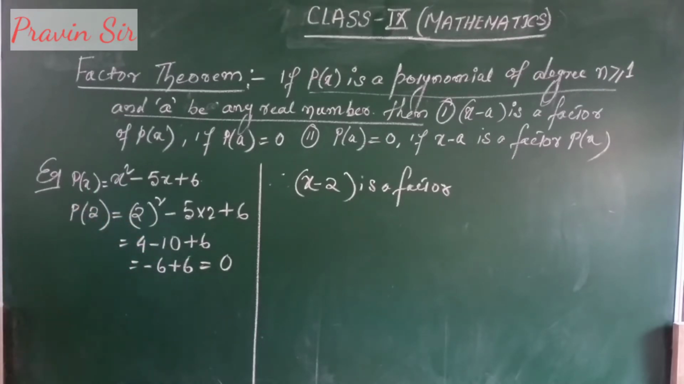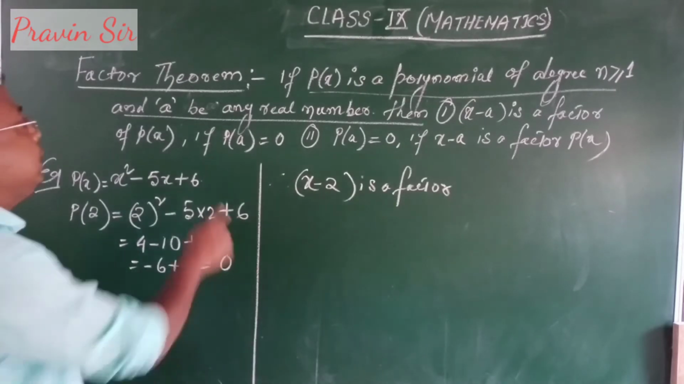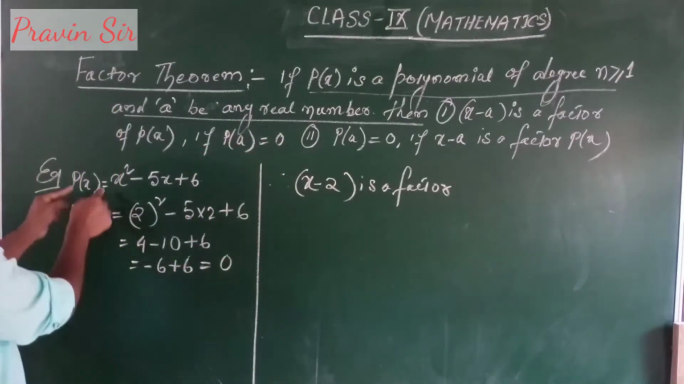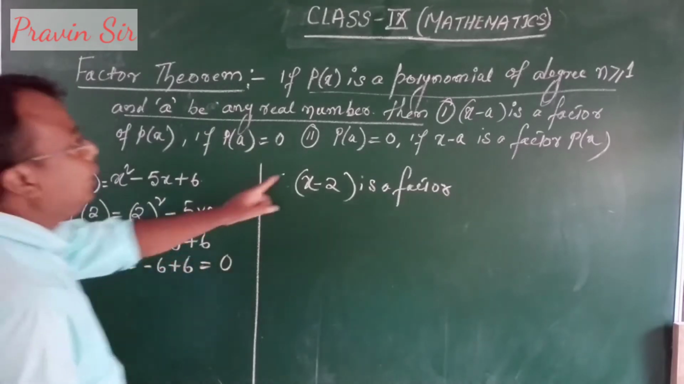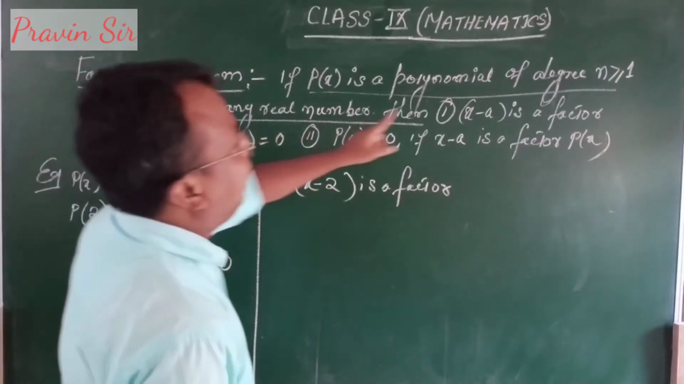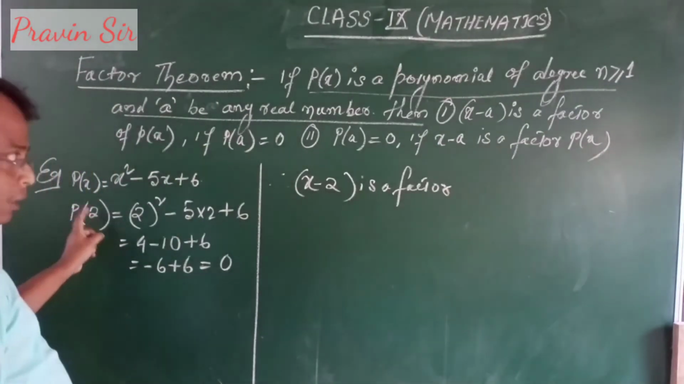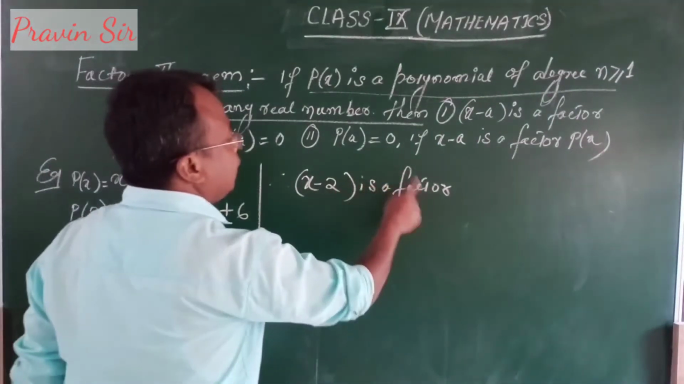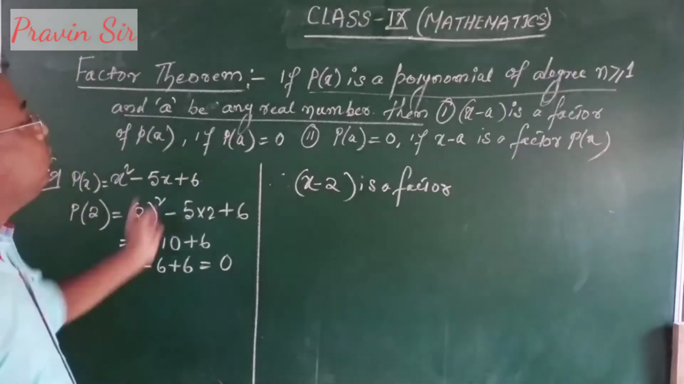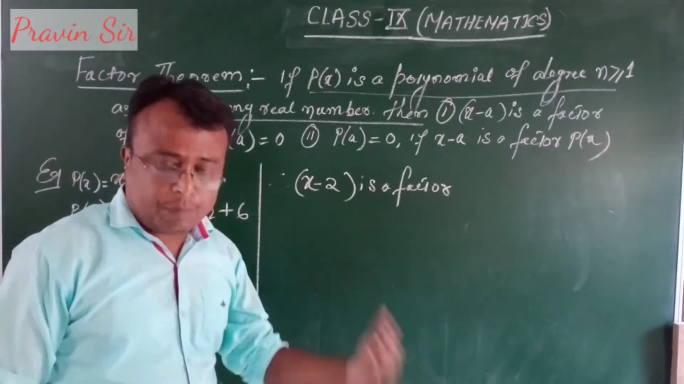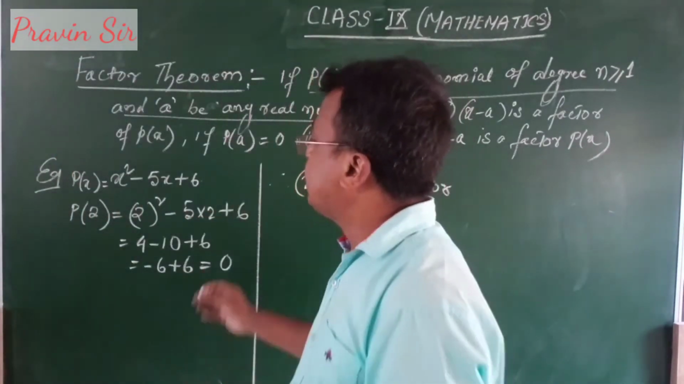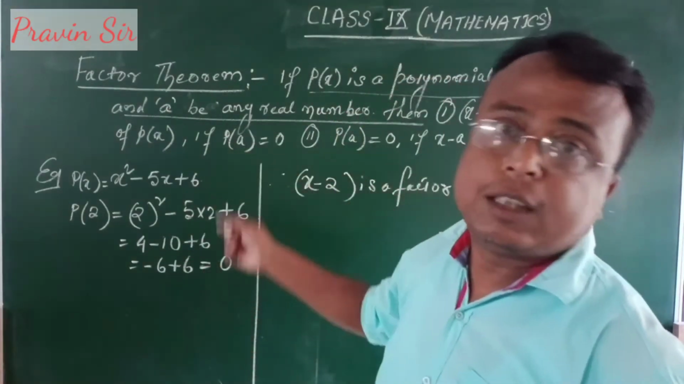So what does the factor theorem say? The factor theorem says if p(a) is equal to 0, you see p(2) is equal to 0, then x minus a is a factor of p(x). Now, putting plus 2 gave 0, so x minus 2 is a factor. Suppose after putting minus 2 you are getting the answer 0, then x plus 2 is a factor.